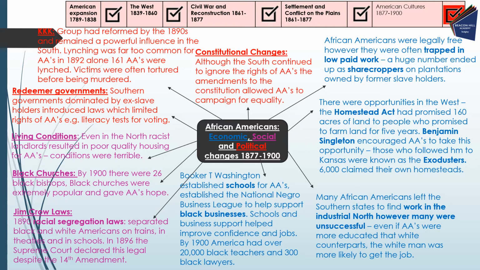And finally, we have constitutional changes. So although the South continued to ignore the rights of African Americans, the amendments to the Constitution did allow African Americans to campaign for equality. So remember, we've seen the 13th, 14th and 15th Amendment, and all of these were positive for African Americans. It allows them the right to campaign for equality, but quite often this is not met.